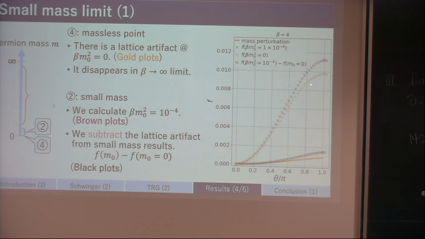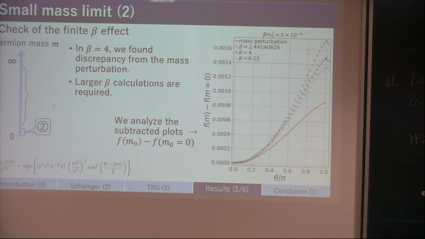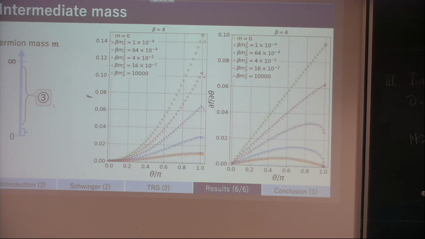So we just subtract this lattice artifact from the small mass result, and we plot again the difference between the lattice artifact and the small mass region. But we could not realize that our numerical result overlaps with the continuum one. So this is the problem we currently have.